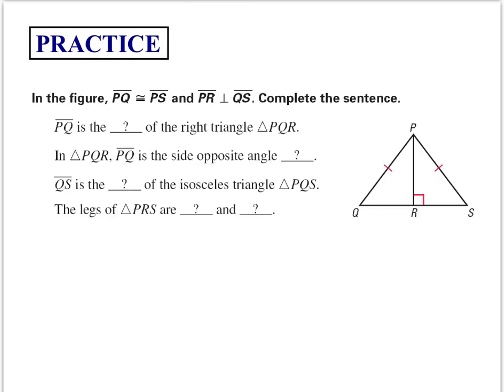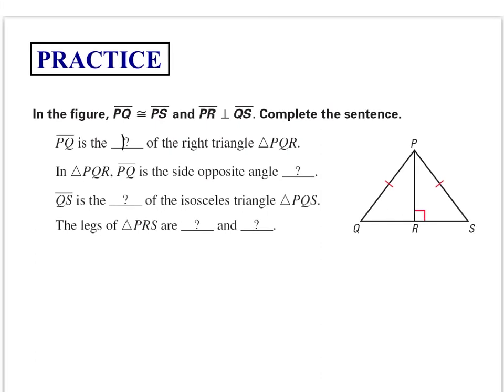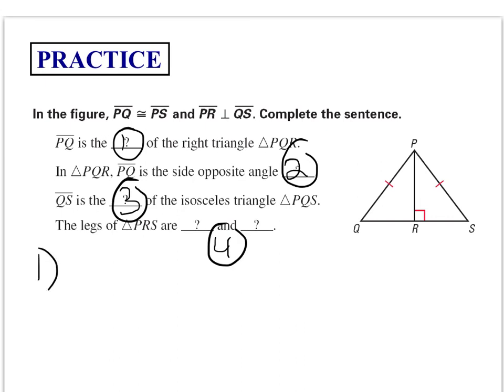Okay, so let's sum up some of the ideas we learned today. Let's look at this diagram here. So in the figure, we have segment PQ congruent to segment PS, and PR perpendicular to QS. So let's complete some of these sentences. I'm just going to number these 1, 2, 3, and then these two would be 4 together. Okay, so we know that segment PQ is the blank of the right triangle PQR. So if we look at our triangle PQR, we know that PQ is our hypotenuse.